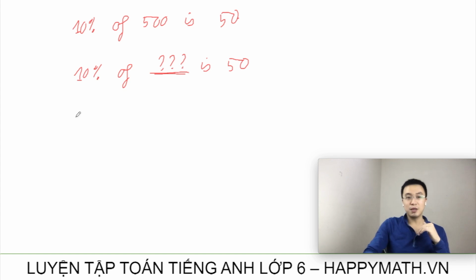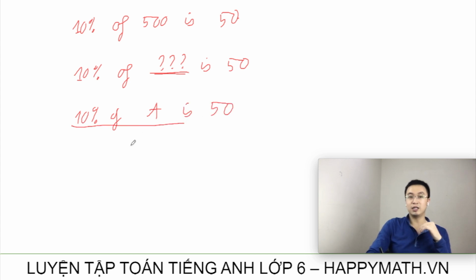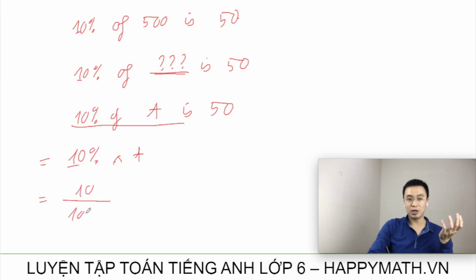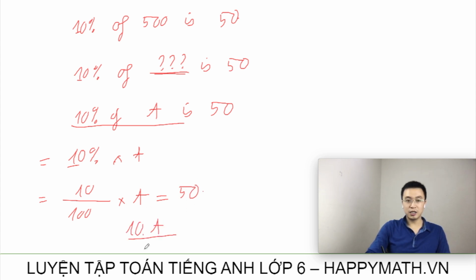So maybe I will call this number A. I don't know the number A. If you want to calculate 10% of A, I have to take 10% multiplied with A. 10% means 10 divided by 100, multiplied with A. And the result will be 15. So you get 10A over 100 equal to 15.